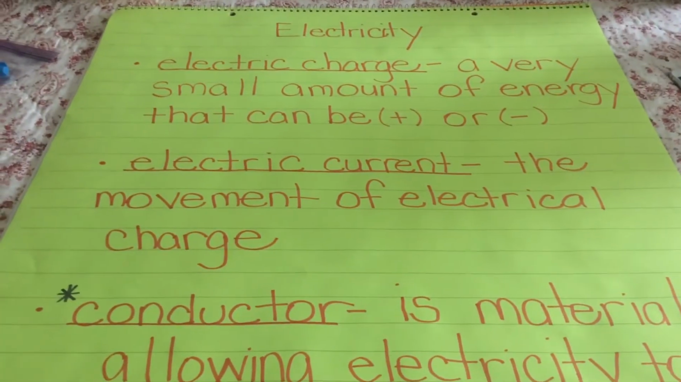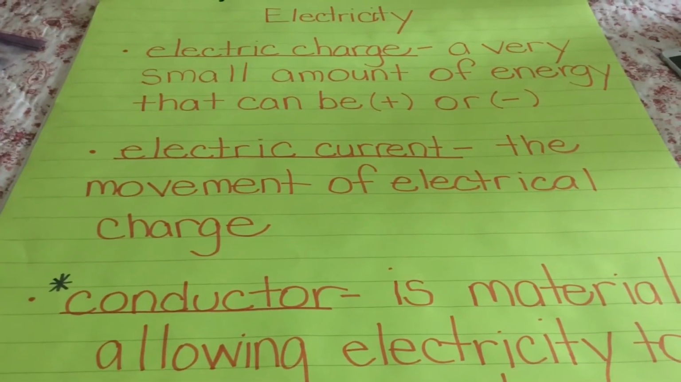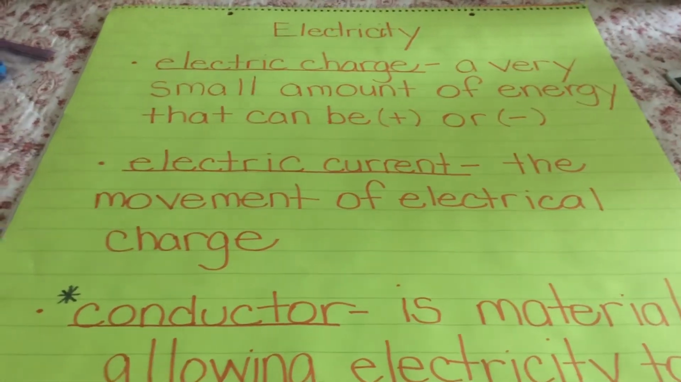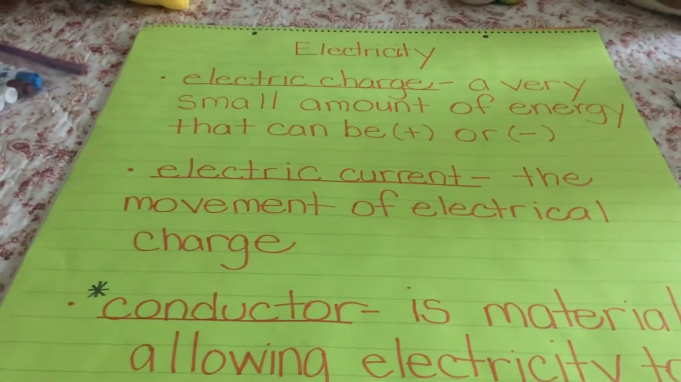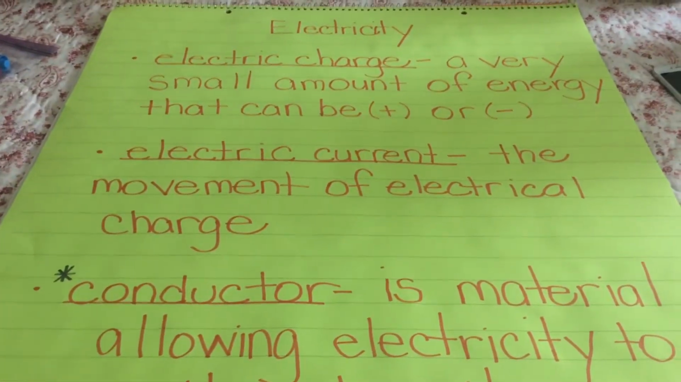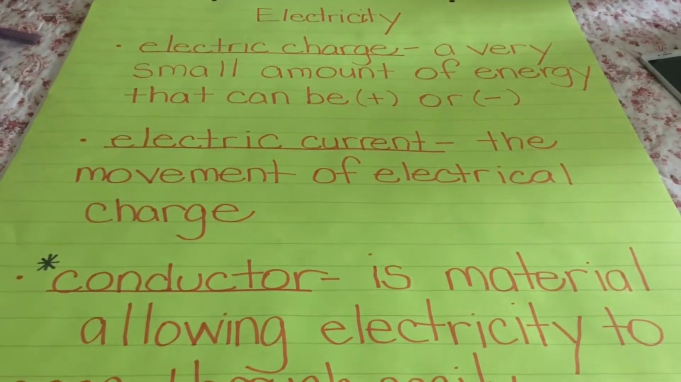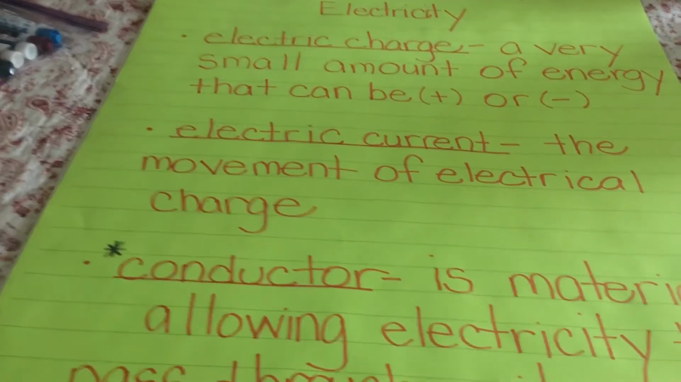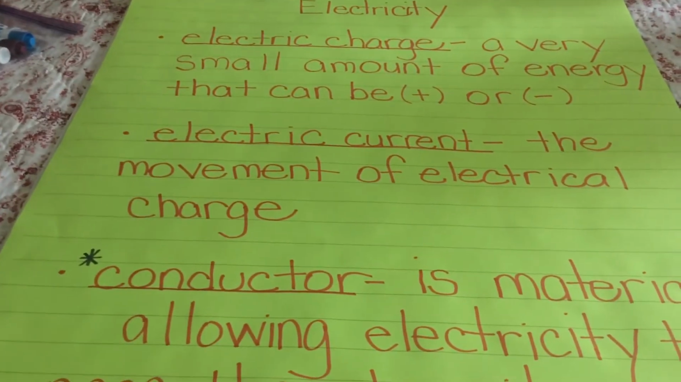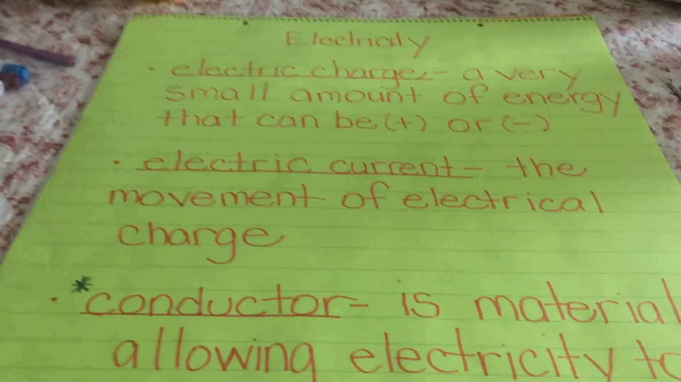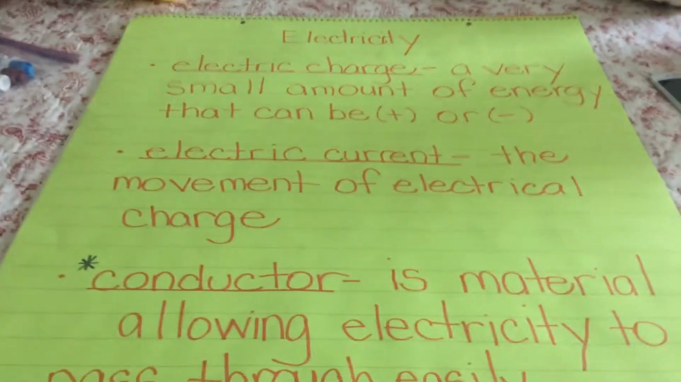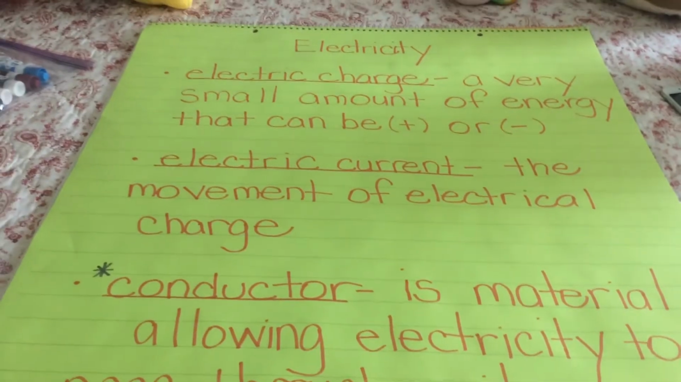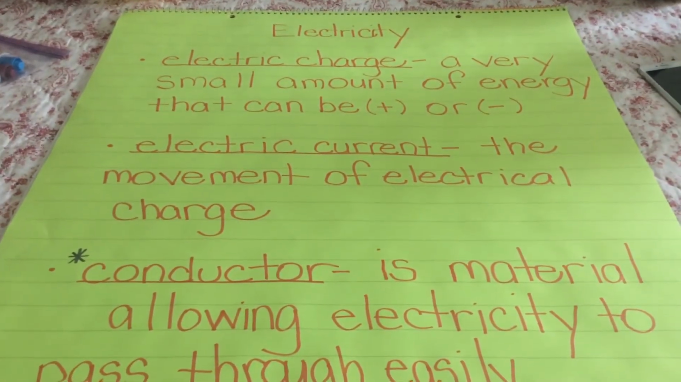All right, now you don't need to write these words down because you're going to go through them in your lesson vocabulary as well at the end of the lesson. Okay, electric charge: a very small amount of energy that can be positive or negative. Exactly. It can be either positive or negative, but remember, only negative charges jump or move from one area to the next. Electric current, well, we saw that yesterday when our light bulb actually turned on. Electric current: the movement of electrical charges.